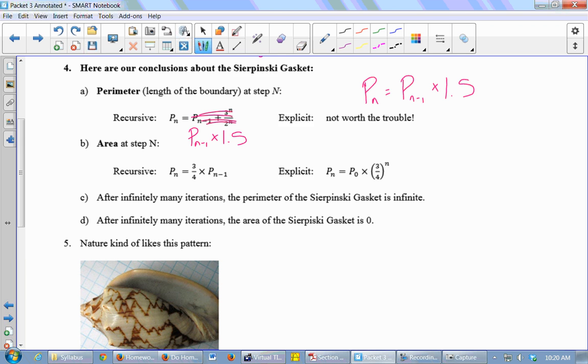And then we have formulas for area. 3/4 the previous, oh, sorry. I should have called these A's. I changed them to A in the front sheet, but not in here. A's for area.